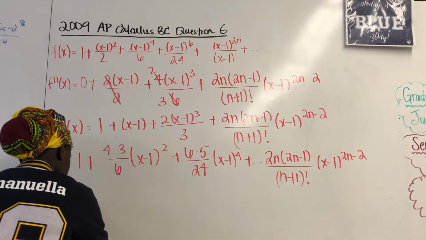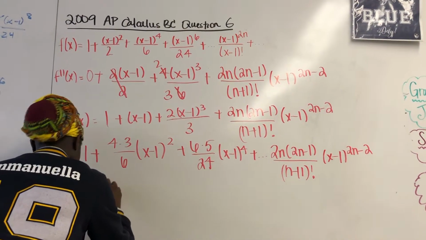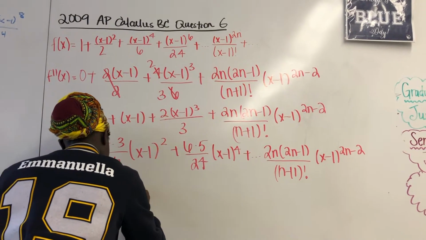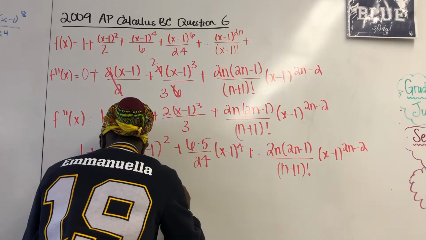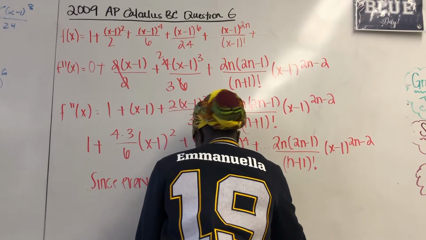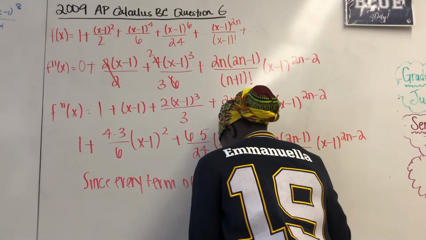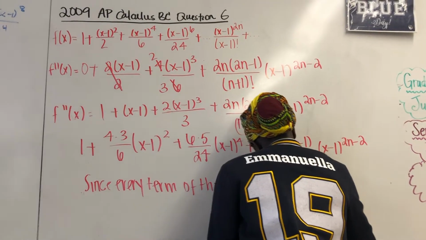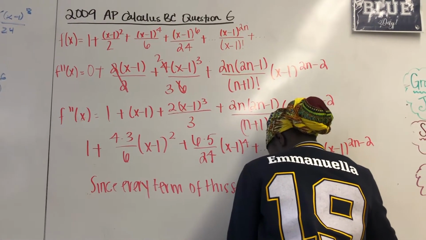This is because every term of this series is non-negative, so f double prime of x is greater than or equal to 0 for all x. Therefore, the graph of f has no point of inflection.